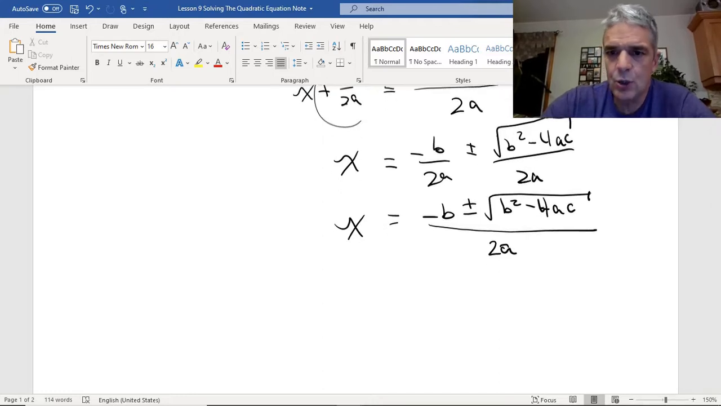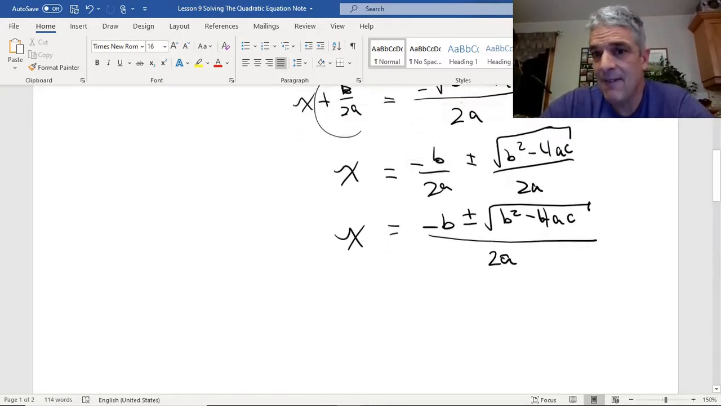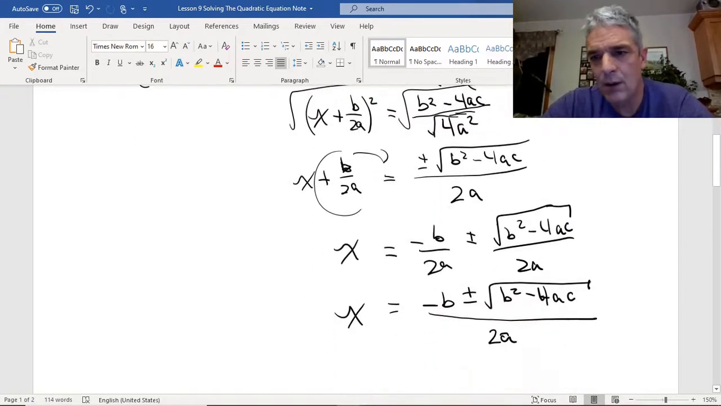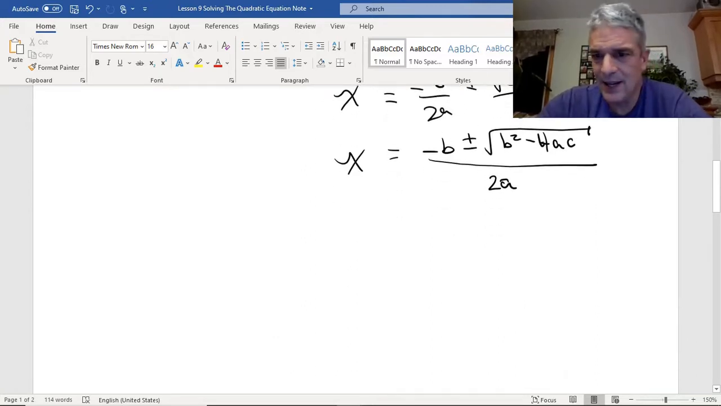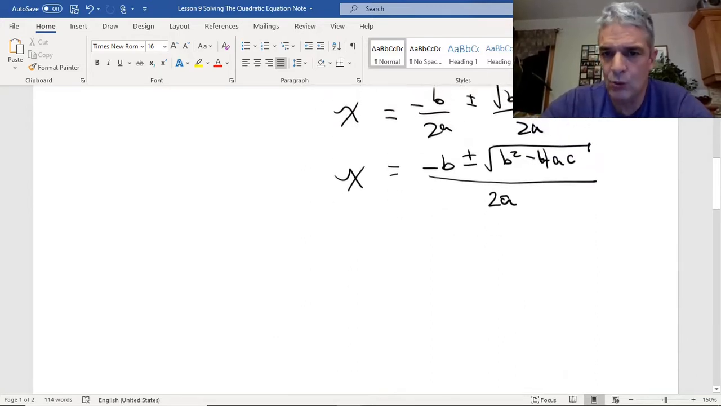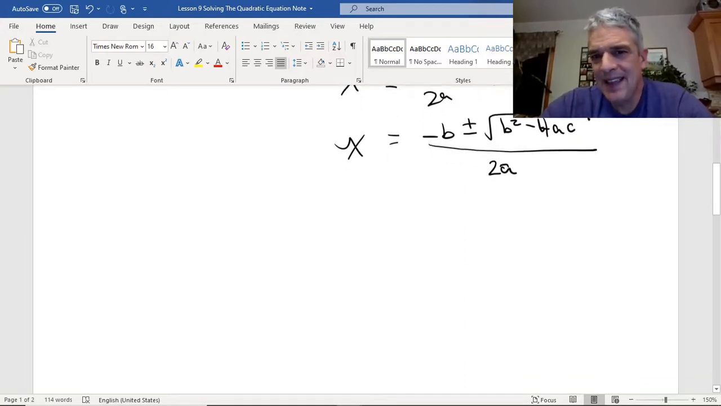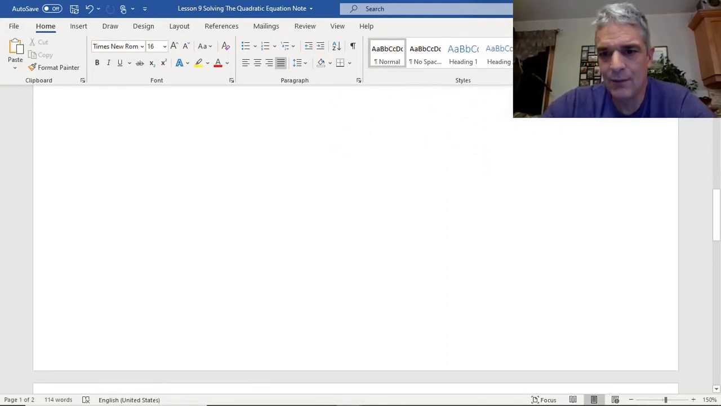Okay, so let's do a couple of examples like that. Of course, this is not done if we can factor, because factoring is still easier, but this is better than completing the square. Generally speaking, on a unit test, you're going to get one question where you're asked to complete the square, maybe two, and then we usually jump to using the quadratic formula.